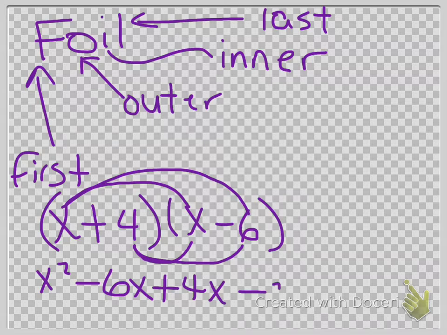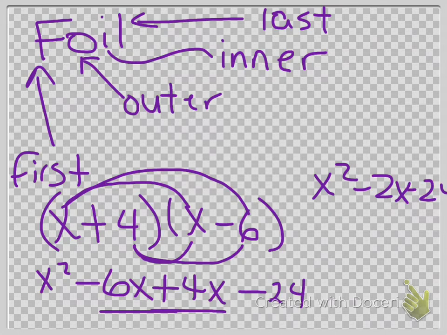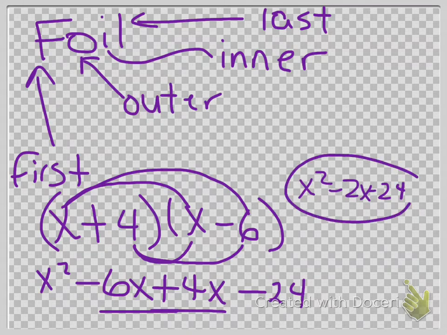Negative 24. Very good. Okay, because they had them in the same order, the x with a number and x with a number, these are together in the middle. So I can bring down my x squared. Negative 2x. Minus 24. Very good, and we turned it into a trinomial.